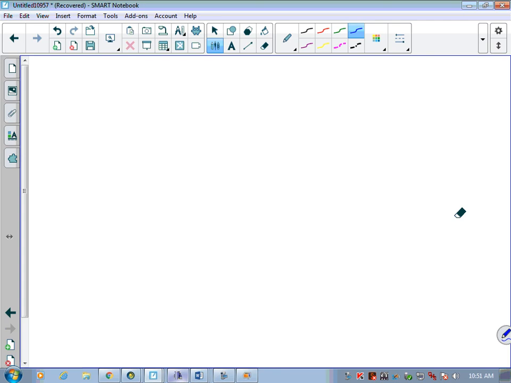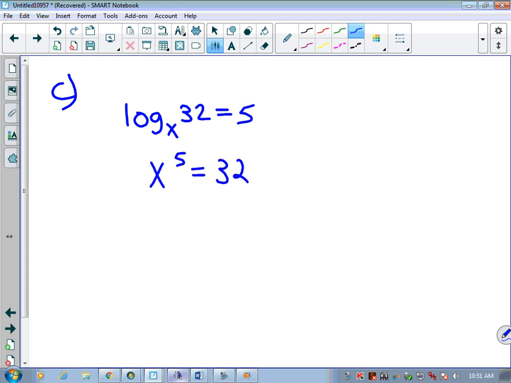We got about 5 minutes here. Let's see, C. We got log base x of 32 equals 5. This is one where you do need to change it to exponential form. There's no way to just plug that in your calculator. So the x comes up, 5 comes over, 32 goes to the other side. So you're looking for the 5th root of 32, right? Which is 2. x equals 2. So that's what we're looking for there.